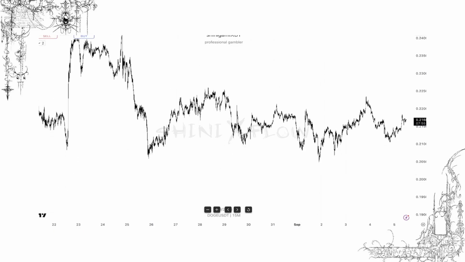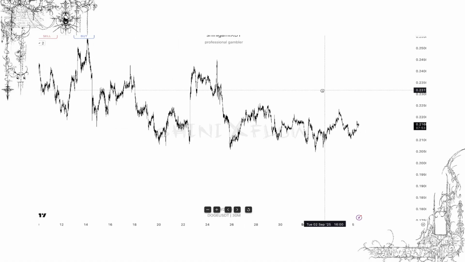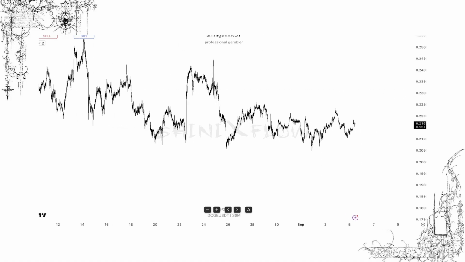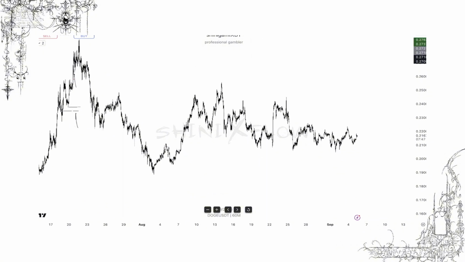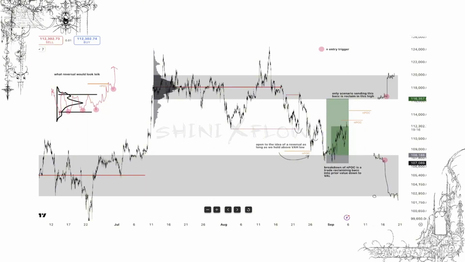Yeah, Dodge looks pretty good. Yeah, Dodge looks nice. Probably this POI right here is easier to achieve. I just hope BTC here does not really mess up, because it's at a very pivotal level.